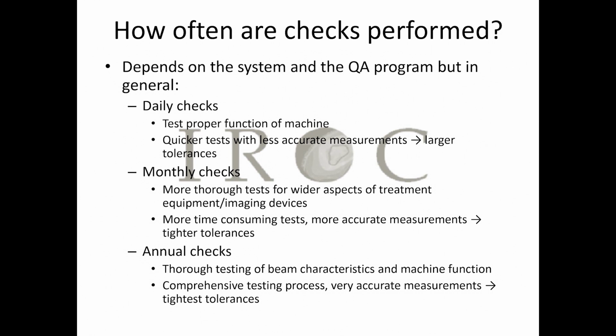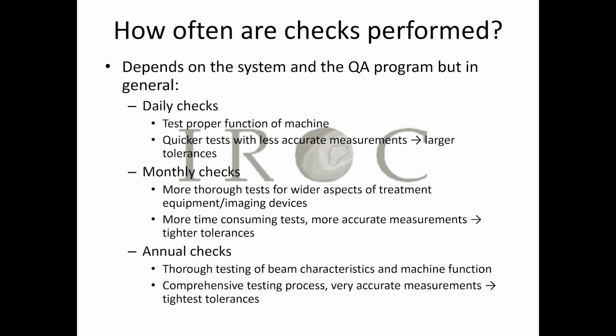There are many different checks performed in many different schedules. Daily checks are typically going to be faster checks because, again, they're done every day, so you don't want them to take forever to set up. Just to make sure that the machine is working well, the tolerance is a little bit higher because the setup is a little bit looser.